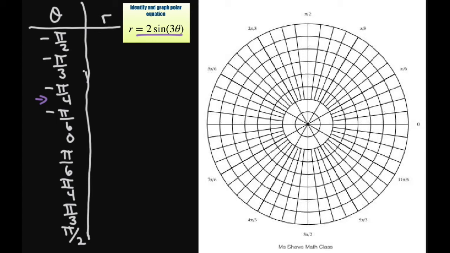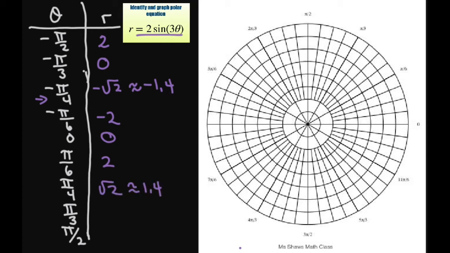So we're going to get 2, 0, negative square root of 2, that's negative 1.4 approximately, negative 2, 0, 2, square root of 2, which is approximately 1.4, 0, negative 2. So let's start with the graph.